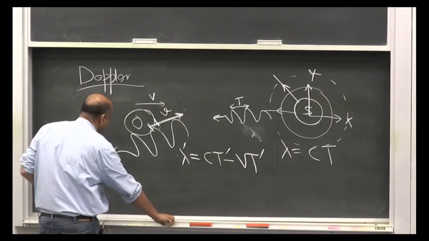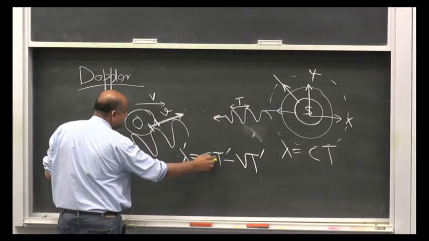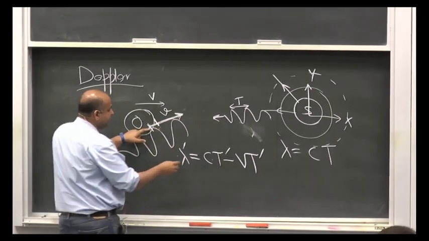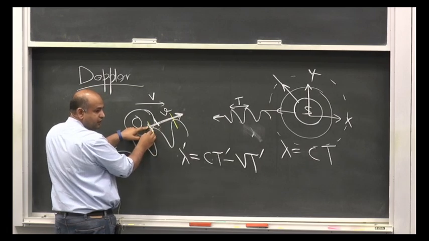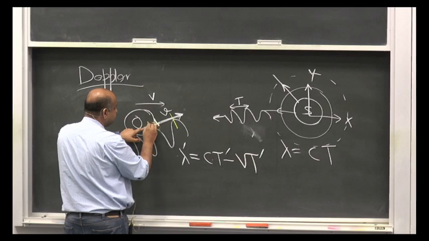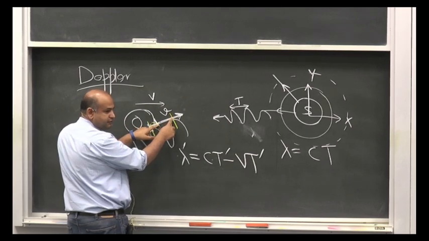So let's see again. This is the time t prime that it oscillates once. So it means that this is the distance traveled by the wave, and this is vt prime, the distance traveled by me. So essentially, for me, this is the wavelength.